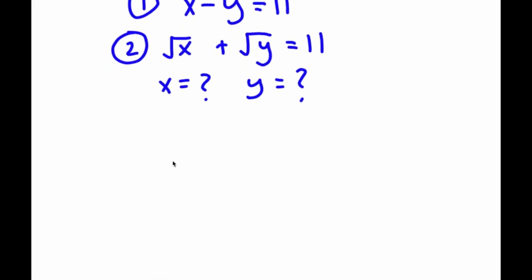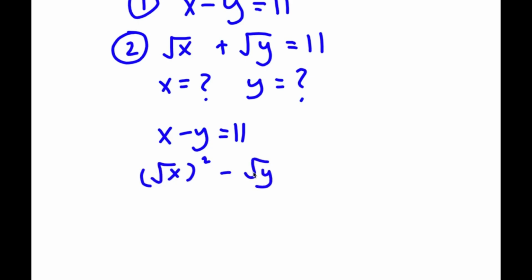So now the first thing I'm going to do is let's first go ahead and rewrite our first equation, x minus y is equal to 11. I'm going to rewrite this as the square root of x squared minus the square root of y squared is equal to 11. The square root of x squared is the same thing as x because the square root and the power cancel out, and this is the same thing for the square root of y squared.